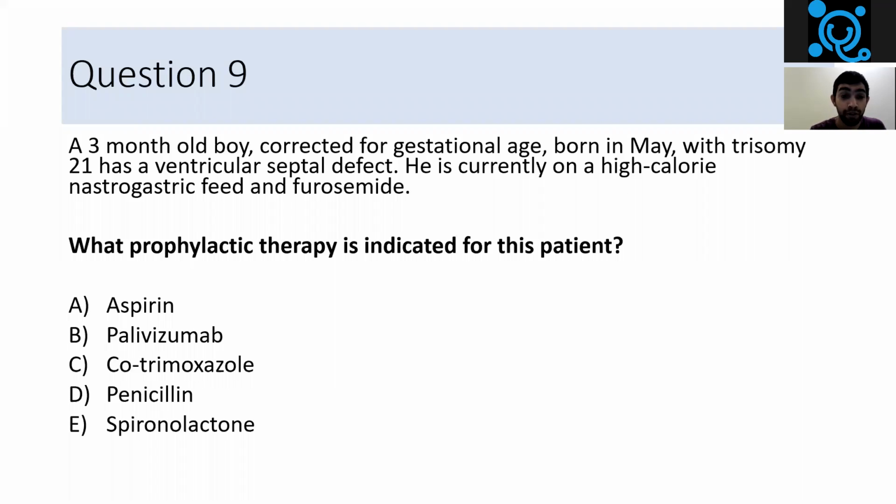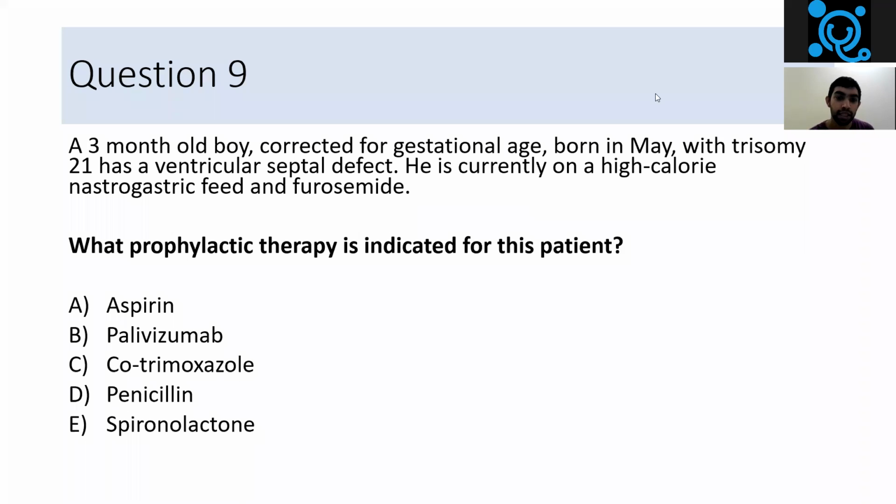So we have a premature boy. Now that he's corrected for gestational age, he's 3 months old, and he has trisomy 21 and in particular has a ventricular septal defect. The fact he's on a high calorie feed and on furosemide indicates he's already in some degree of heart failure. You wouldn't put someone on furosemide for any other reason, really. So he's in heart failure, he's premature, and he's got a congenital heart defect.